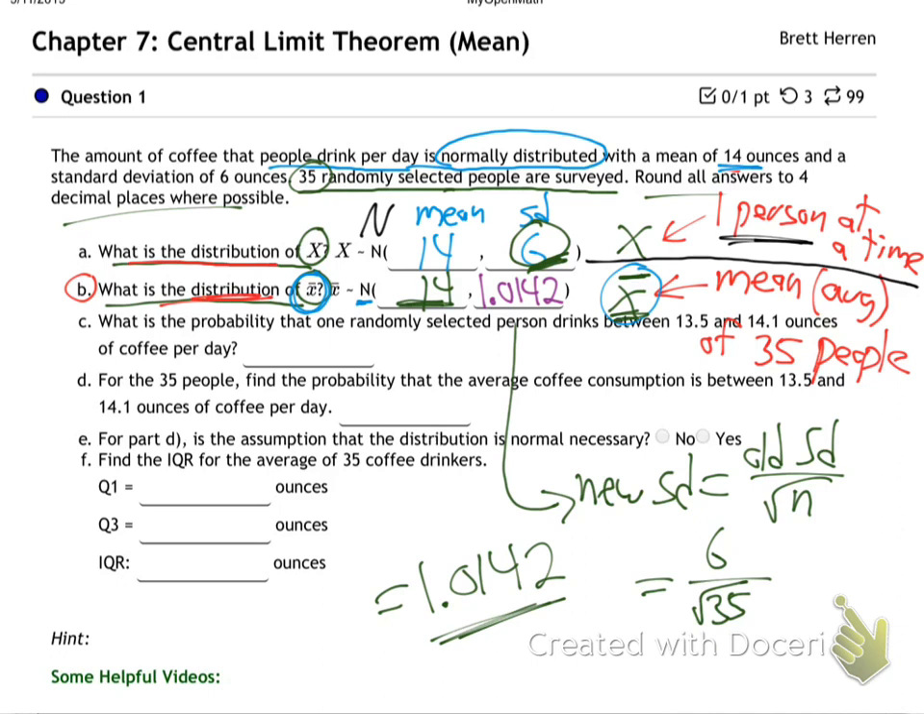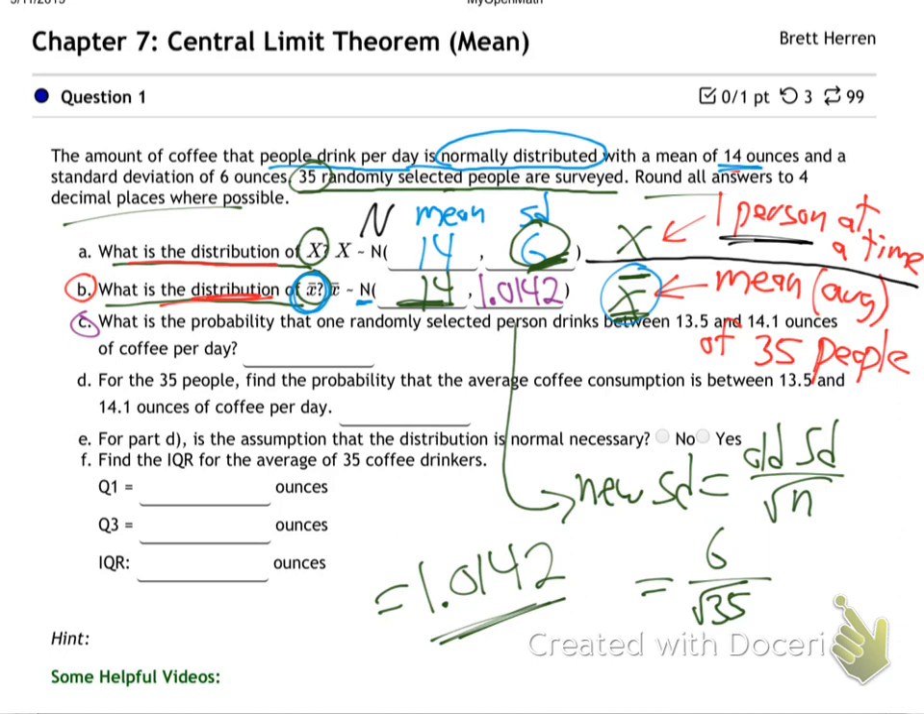Notice it went down, huh? The standard deviation, the amount of spread, went down. That's exactly what we saw in the simulation: when you grab more dice, the spread goes down. Okay, so now we're ready to answer the questions. Part C. What is the probability that one randomly selected person drinks between 13.5 and 14.1 ounces of coffee per day?